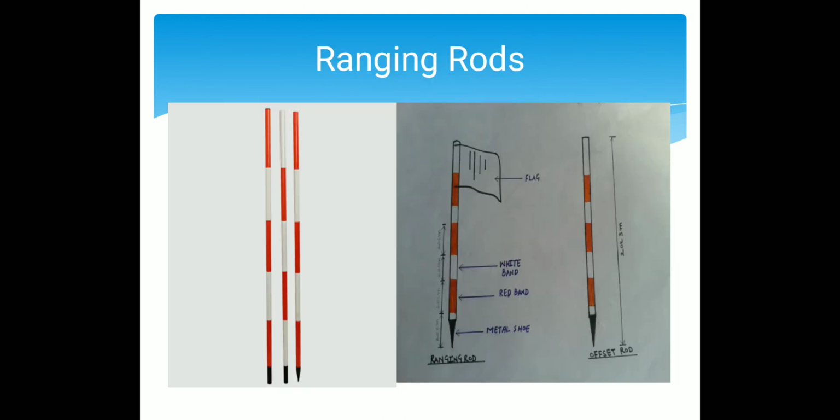Ranging rods. Ranging rods are used to identify stations far away. To locate the station and to make the stations lie on a straight line, we have ranging rods. The ranging rods are painted red and white in order to make them visible at long distances.